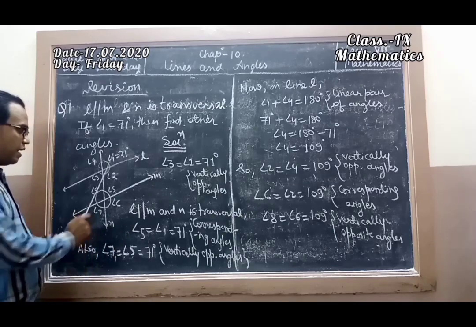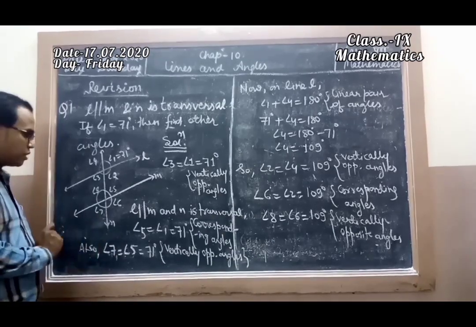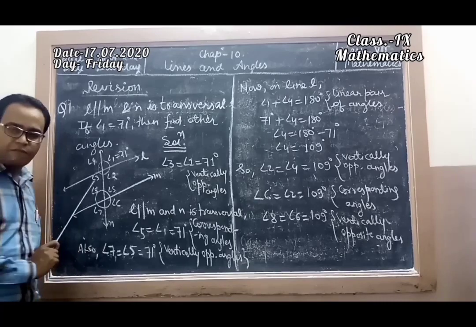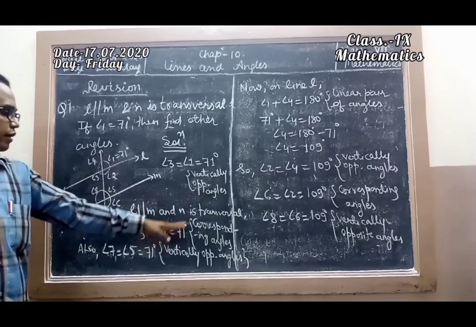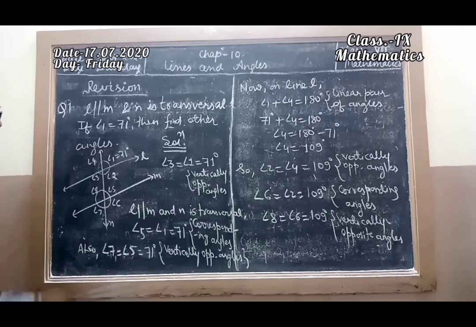Now L is parallel to M and N is the transversal. So angle 1 equals angle 5, corresponding angles. Angle 5 equals angle 1 equals 71 degrees, corresponding angles. Now angle 7 equals angle 5, vertically opposite. So angle 7 is also 71 degrees.